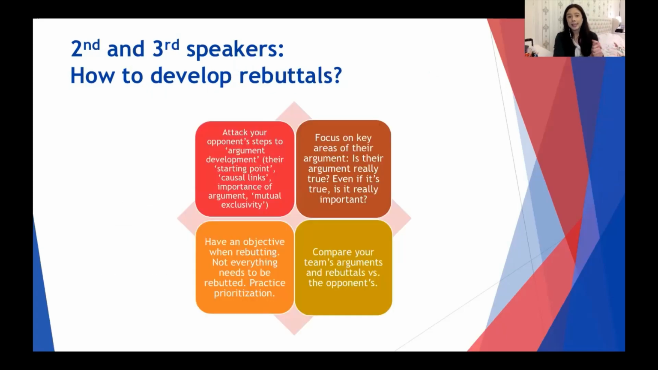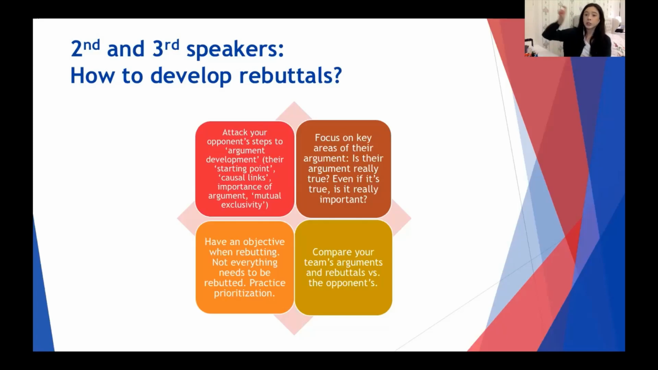So the next question is then, how do you develop rebuttals, right? So there are several ways. I put this diagram specifically in this way because there is no chronological way to go about it, right? These are just some of the different approaches that you can adopt. Firstly, you can attack your opponent's steps to their argument development. So for example, remember those 6 steps I mentioned earlier on. If you have internalized that, it's very likely that your opponents have internalized that as well. So if you are trying to rebut their arguments, look at those steps that they've built and ask yourself, which point is most crucial for me to debunk?